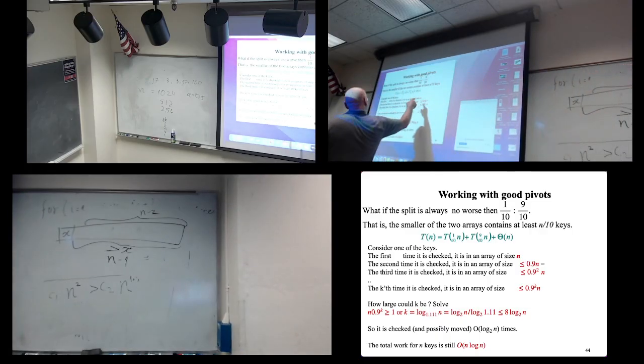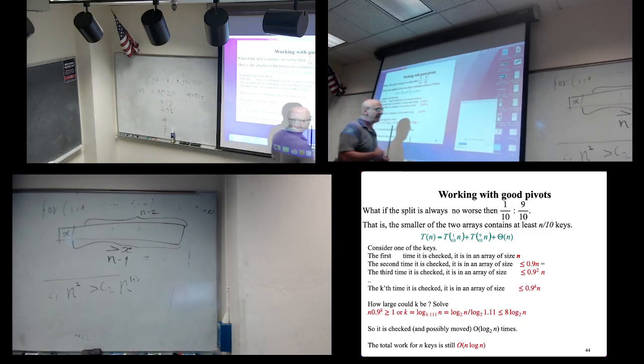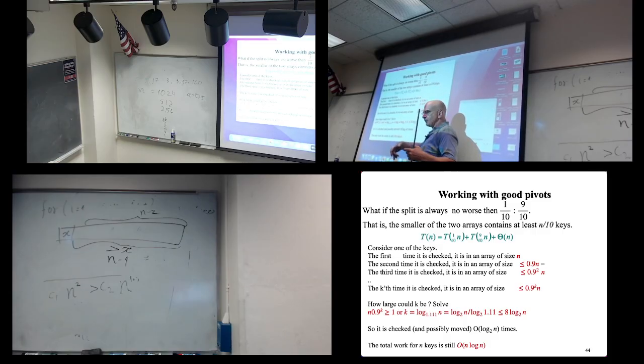What will be the overall running time in this case? If all the pivots that I picked are good pivots, let's do the same type of exercise. The first time that the algorithm looked at me, I'm one of the elements, I was in an array of size n. Look at the next step. The algorithm moved me into an array. If it's a very tiny array, then I'm happy.